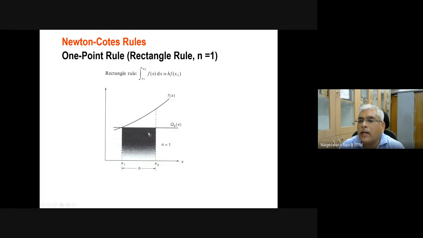So in rectangle rule, you are evaluating the function at a point. That point can be either the lower limit point or the upper limit point. Once you get the function value, you multiply it with the distance between the 2 points. The distance between the 2 points is nothing but the weight. So that is the rectangle rule.